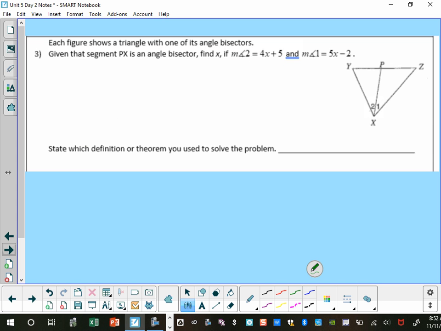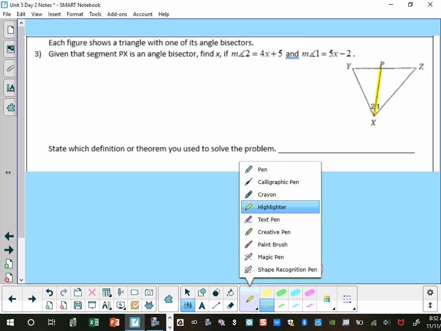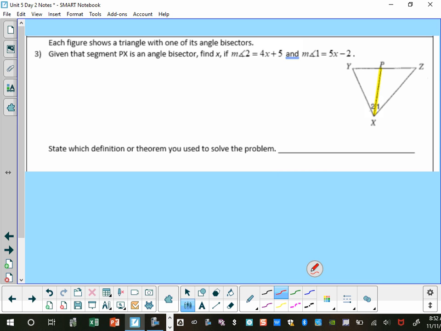Each figure shows a triangle with one of its angle bisectors. Given that this segment PX is an angle bisector, so highlight that. PX is your angle bisector. So that means that angles 1 and 2 are going to be congruent, right?